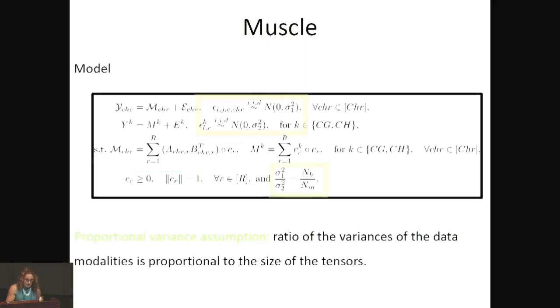So that's the first important component of this model. Another important component is that scHiC and methylation are measured at different scales. They have different sizes in terms of the experimental units that they contribute. So it's important to do some sort of scale normalization. Instead of doing something arbitrary, we use a proportional variance assumption, where the error variance is proportional to the sizes of the tensors, the single-cell scHiC data tensor and the methylation tensor.